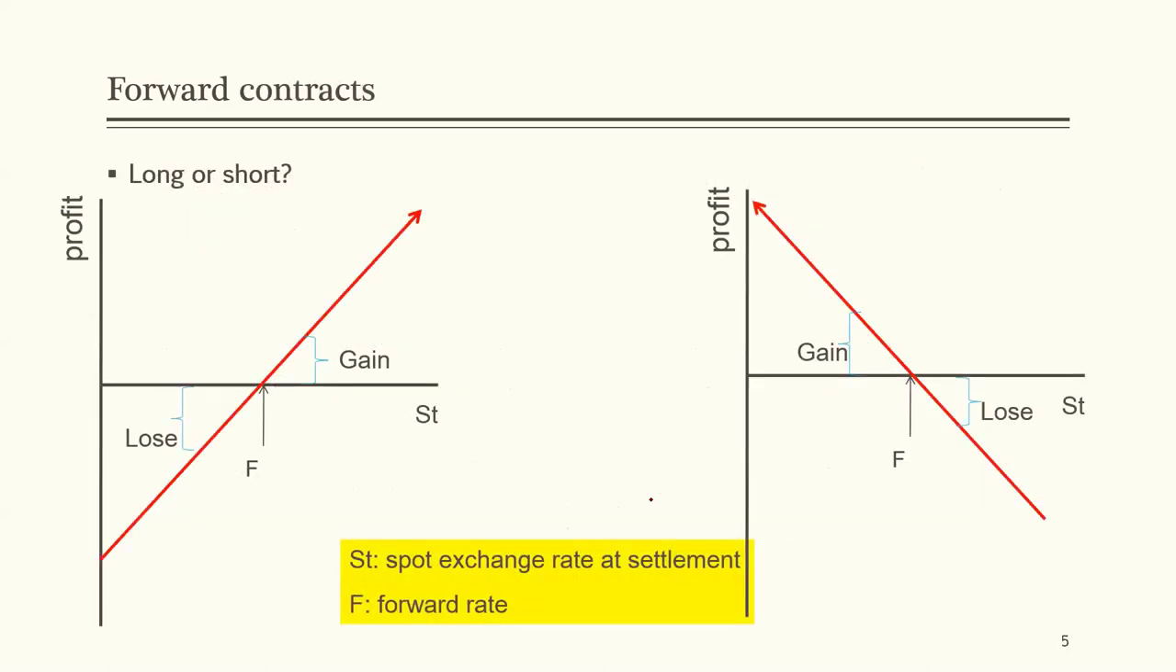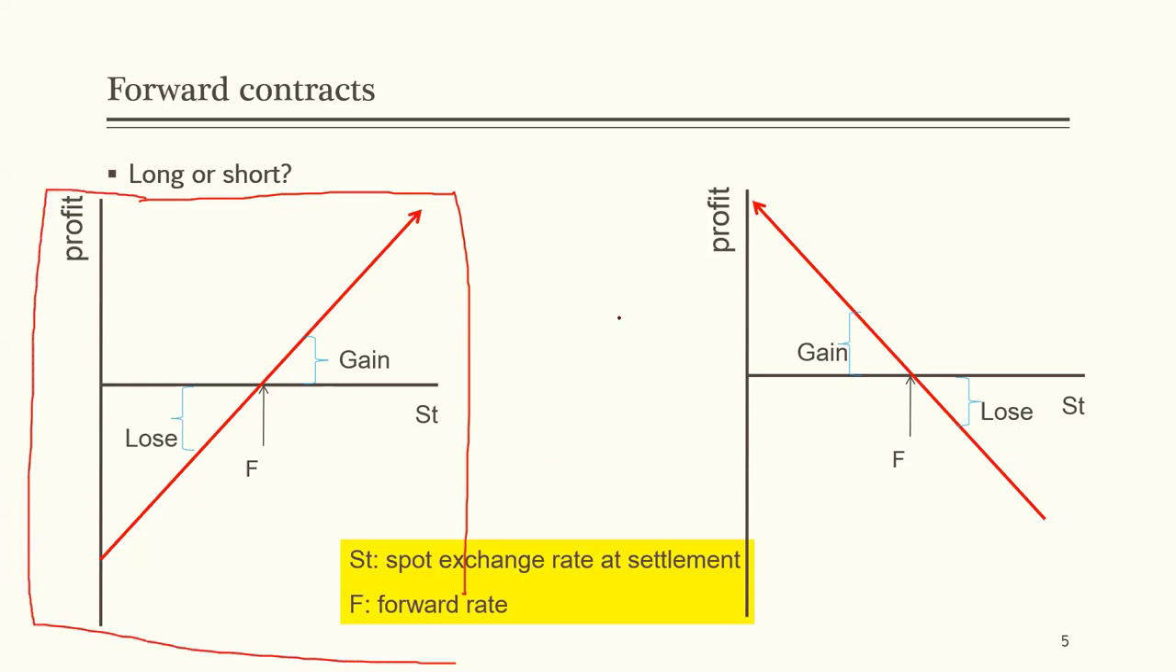These are the two graphs that we introduced in the lecture last week, for long and short forward positions. Can someone tell me what the left-hand side graph is about? Is it a long or a short position? And similarly for the right-hand side. If I'm looking at the left-hand side here, am I looking at a long or a short forward contract? Someone tell me what it is.